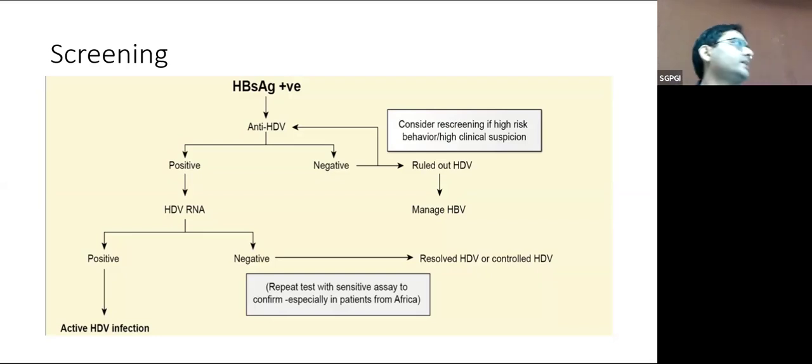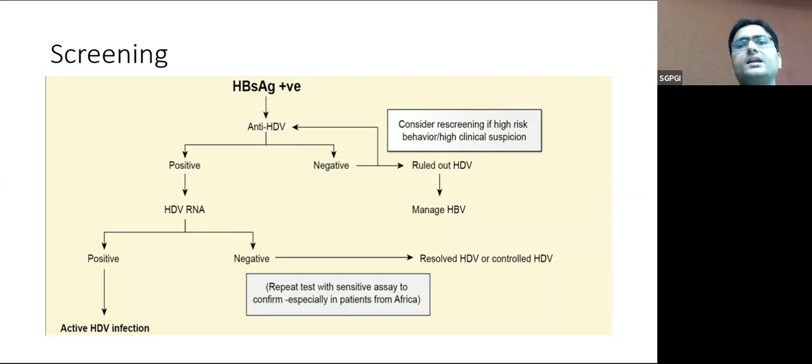If they come out to be negative, then there is no need to go further. That is the end of the story. You manage the patient for chronic hepatitis B, and you need not do anything else. However, if anti-HDV comes out to be positive, then you need to measure the HDV RNA levels.